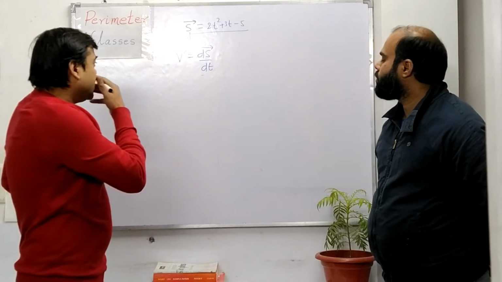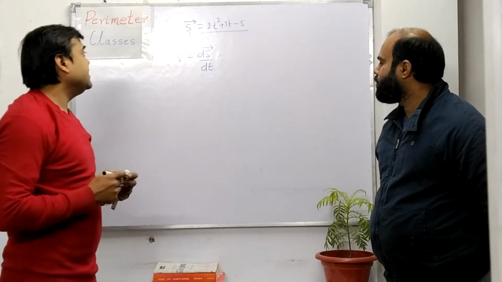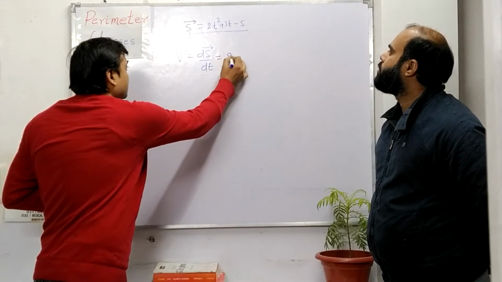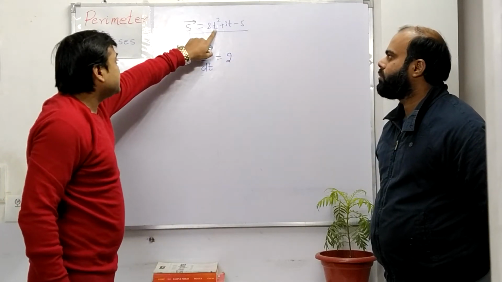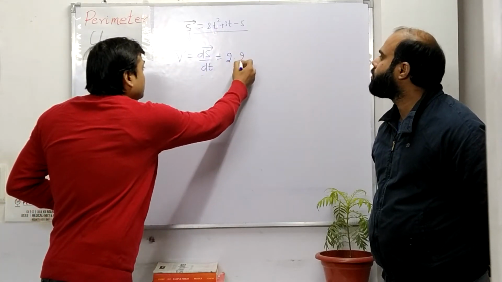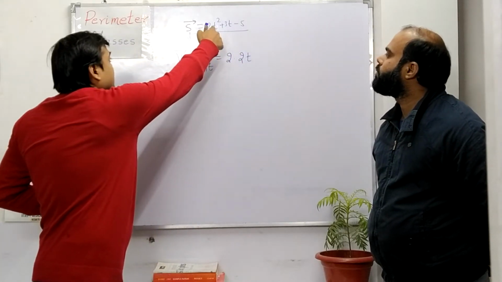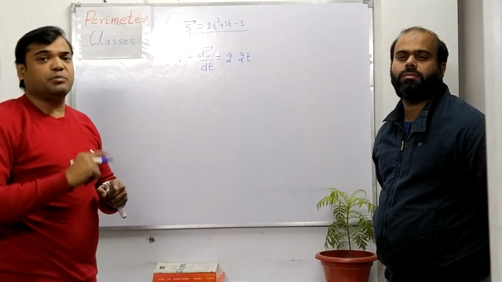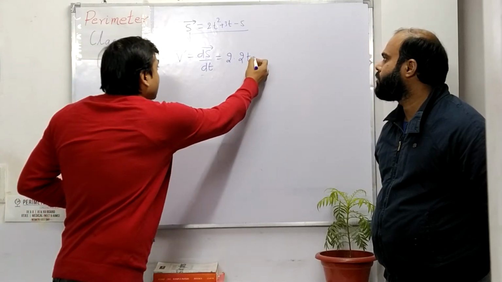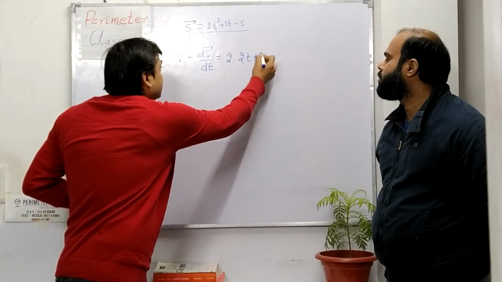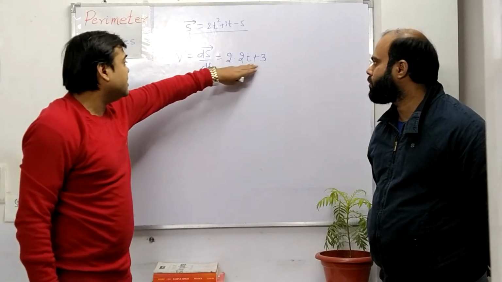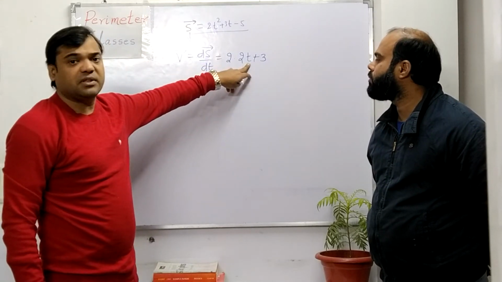So here, if you differentiate this function ds by dt, since 2 is a constant number, it will not change. Differentiation of t square according to the formula is simply 2 into t, because it is x to the power n, so t to the power 2, n is 2, so 2 into t is the differentiation of the first. And for the second function, 3 into differentiation of t is simply 1. So this is the final value of velocity at time t.